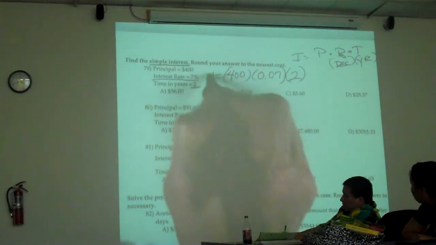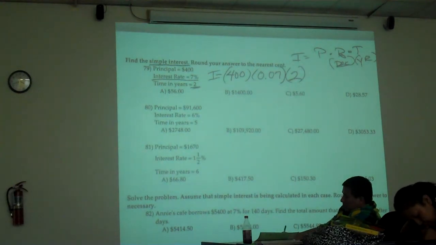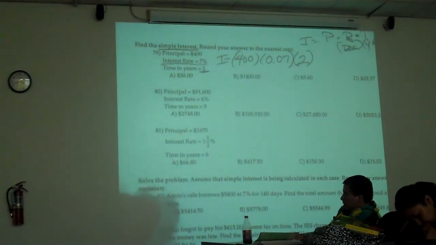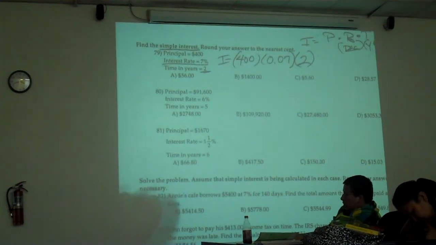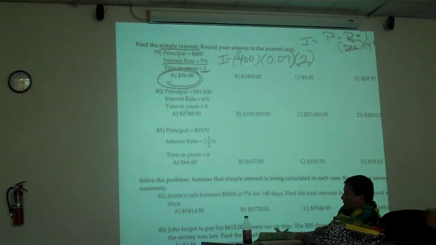So that will give you your interest. 400 times 0.07 times 2. Got about 56. Or 56. Okay, number 80.